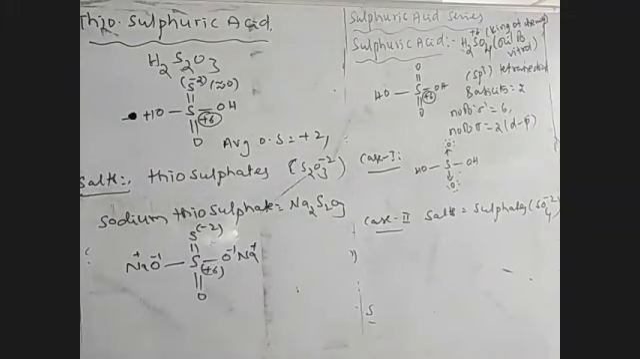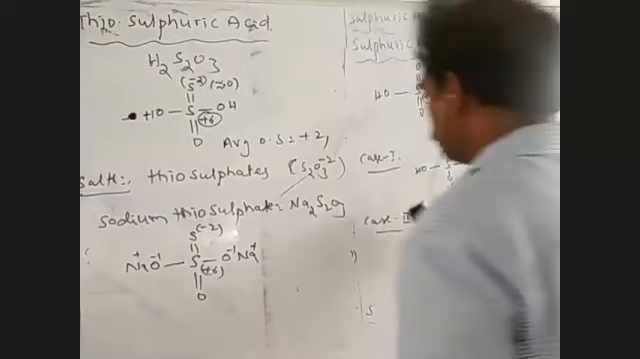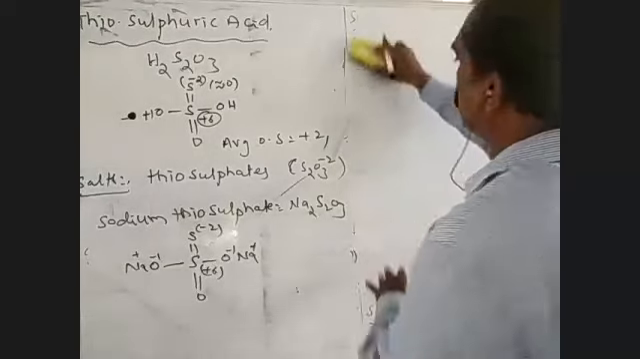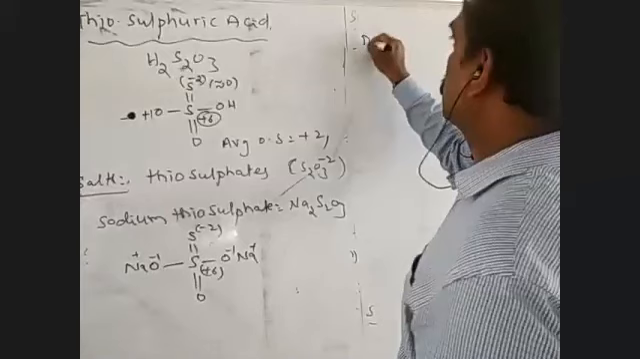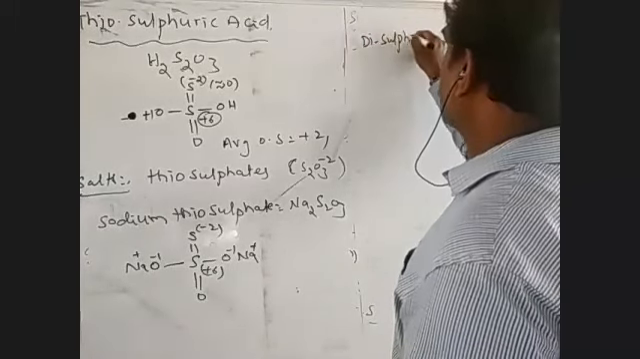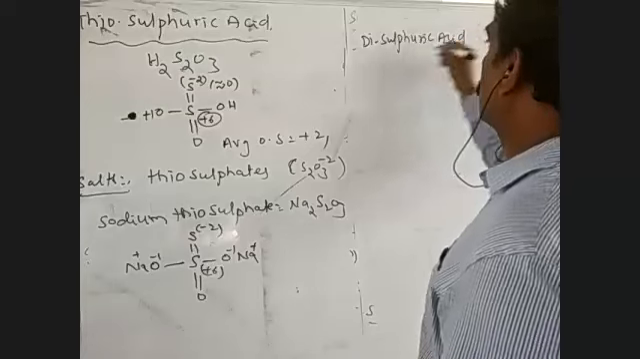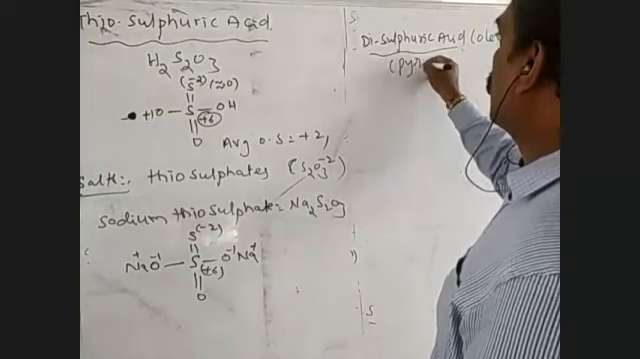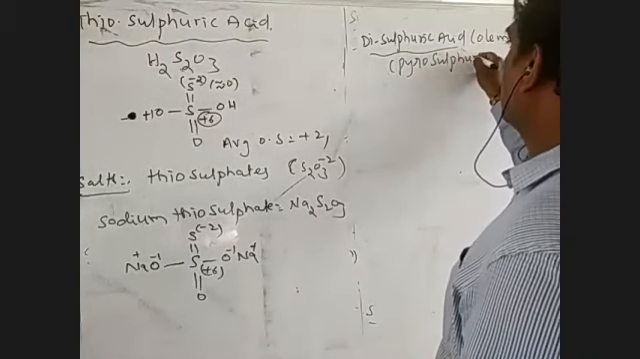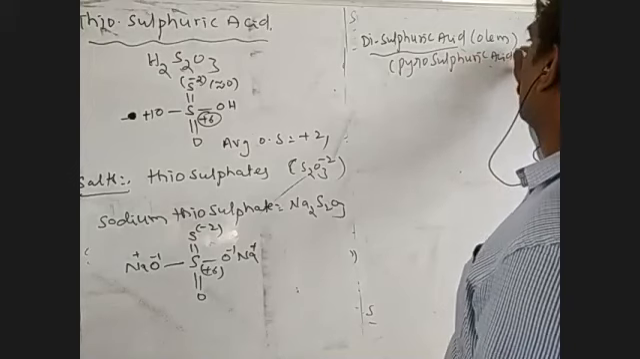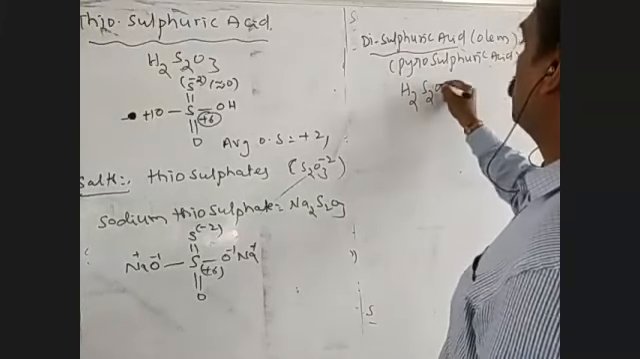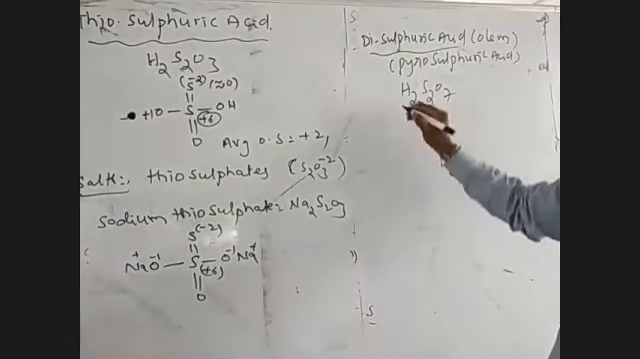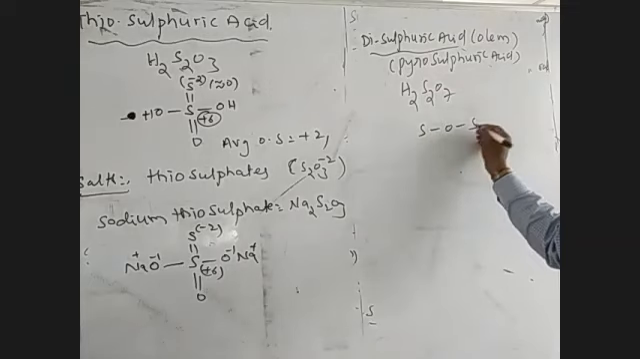The next one is called disulfuric acid. The disulfuric acid commercial name is oleum, and it is also called pyrosulfuric acid. The formula of the compound is H2S2O7. Here H2S2O7 contains S-O-S bonds.